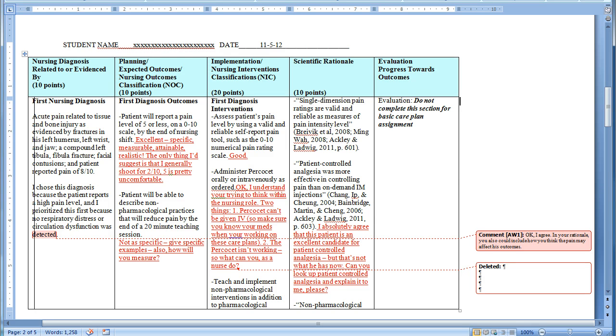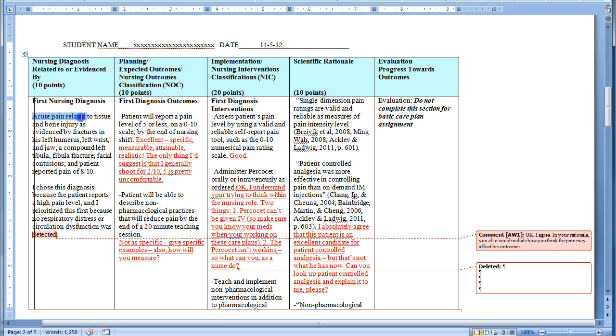Hi, this is Andrew, and I just wanted to give everyone some feedback on what I thought was really an excellent example of a basic care plan. So you can see here, the student chose two nursing diagnoses, and they are very excellent choices, and they are worded in just the right format.